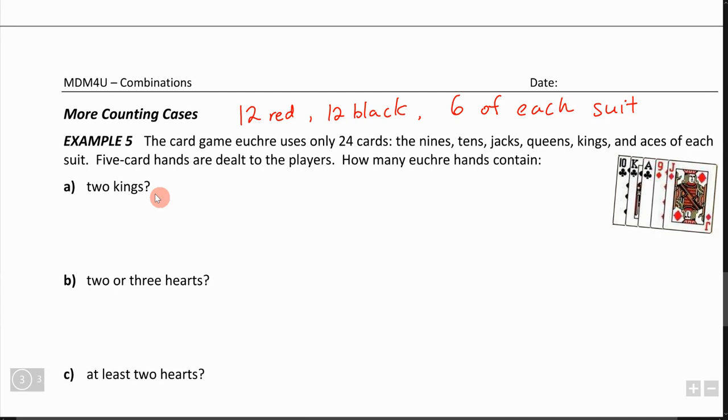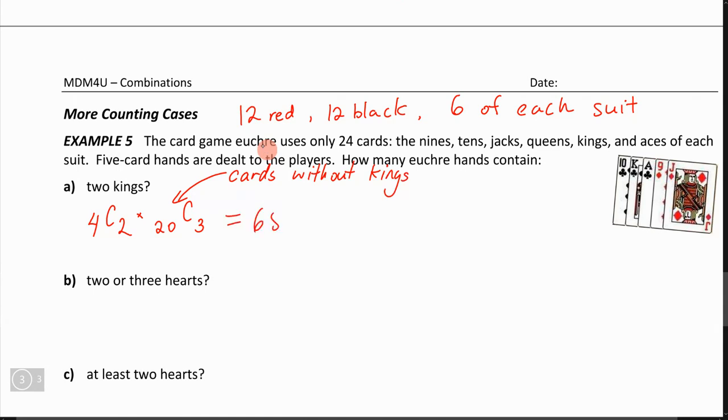Well, how many kings are there? Well, there are 4 kings, right? So 4 choose 2 times 20 choose 3. There are 20 cards that are not kings, and I have to choose 3 more to round out the hand of 5. So this refers to the cards without kings. Okay. So that equals 6,840 possible hands.